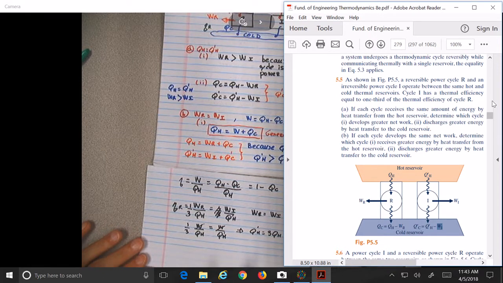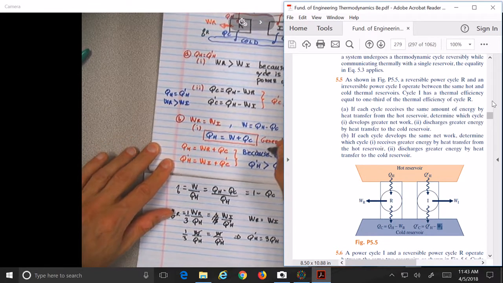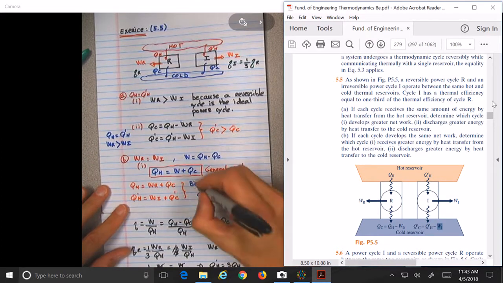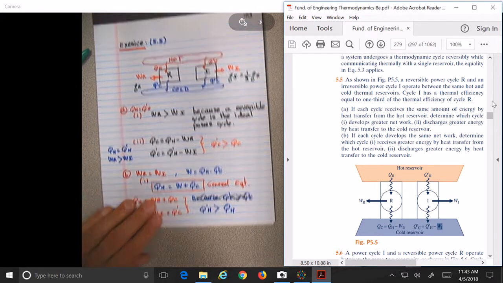Yep. So if you want, just remove this part over here. Sorry, let me go back. Remove this part over here, and let's do it together.